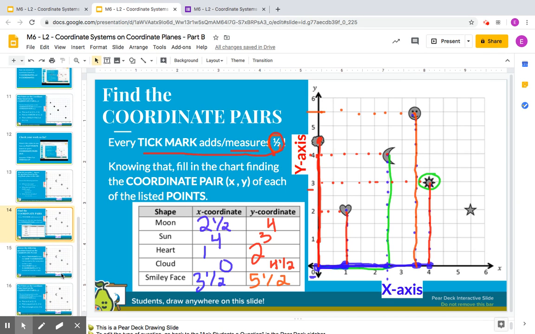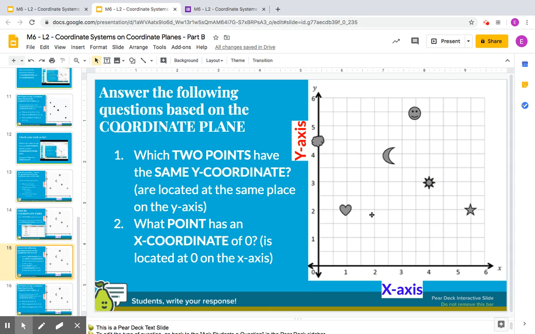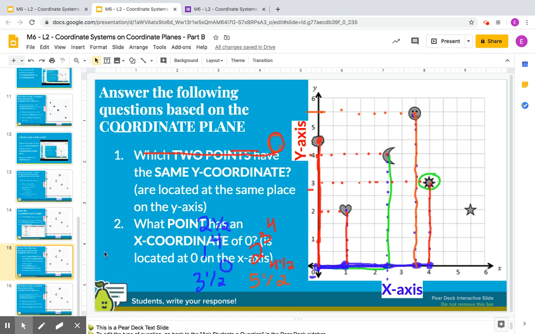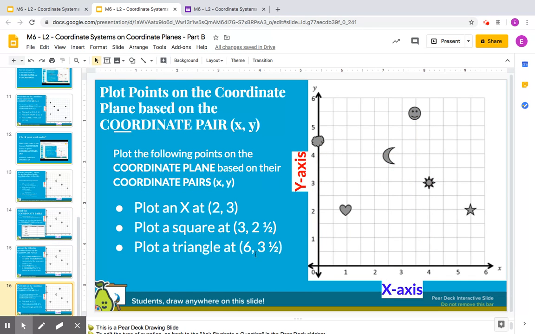You guys are going to answer some questions now based on this coordinate plane. Hint, hint, we've already answered one of these questions, so refer back to your work. And then you guys are going to plot some points, just like you did for the last coordinate plane. If you need a helpful reminder, go back and watch that video. After that, you guys are going to complete your exit ticket to the best of your ability based on the coordinate plane you've already seen.